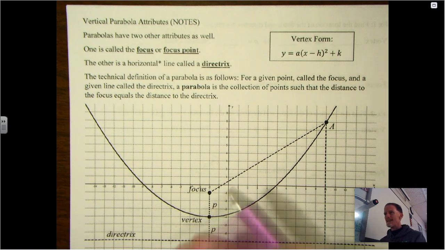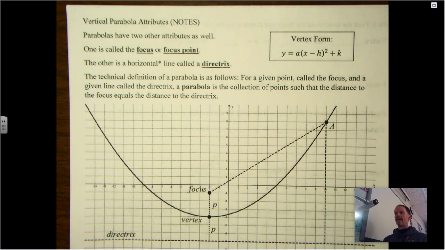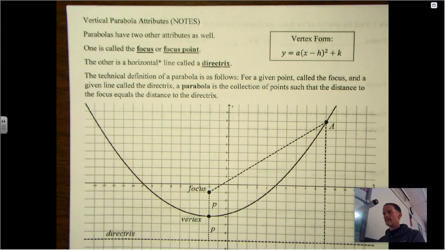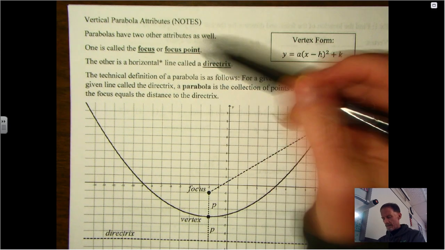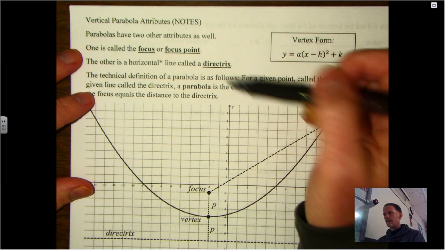So the reason we can watch television and we can communicate across countries and across the world, and even to our astronauts up on the International Space Station, is because satellite dishes are shaped like a parabola and those receivers are at the focus point. Okay, so we're going to talk about how to find these different things. So focus and the directrix.